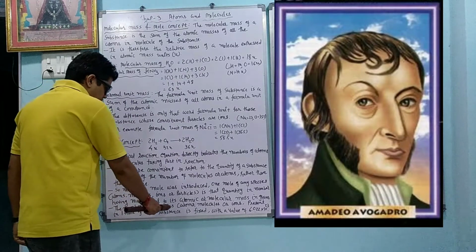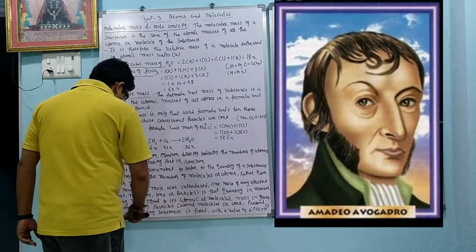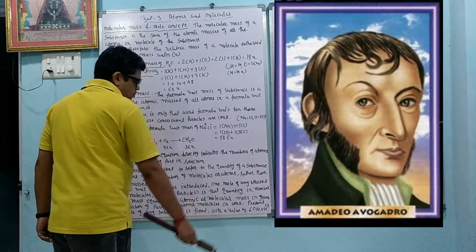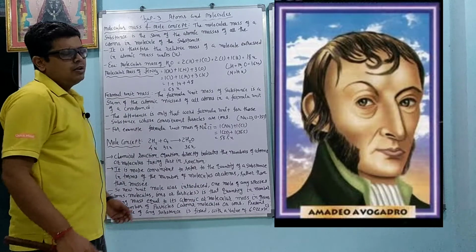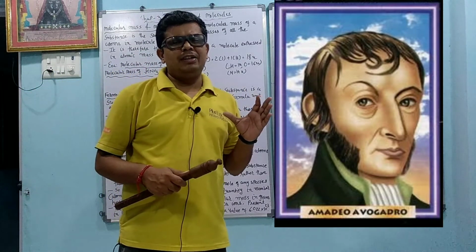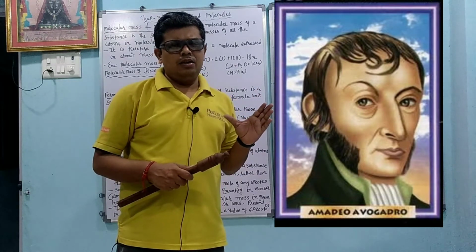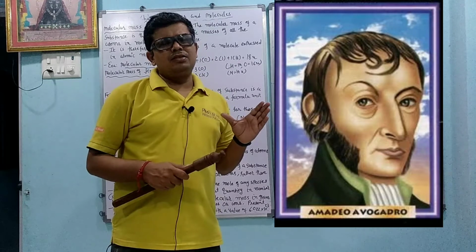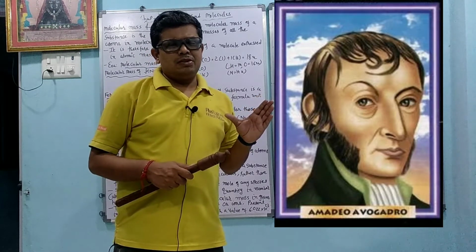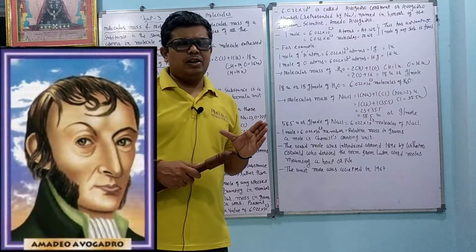The number of particles, that is atoms, molecules or ions, present in 1 mole of any substance is fixed with a value of 6.022 into 10 raised to 23. So for any reaction, if 1 mole is present, how many particles are present? 6.022 into 10 raised to 23. This many particles, molecules or atoms are present. If molecules are present, it is called the molecular weight. If atoms are present, it is called the atomic weight.